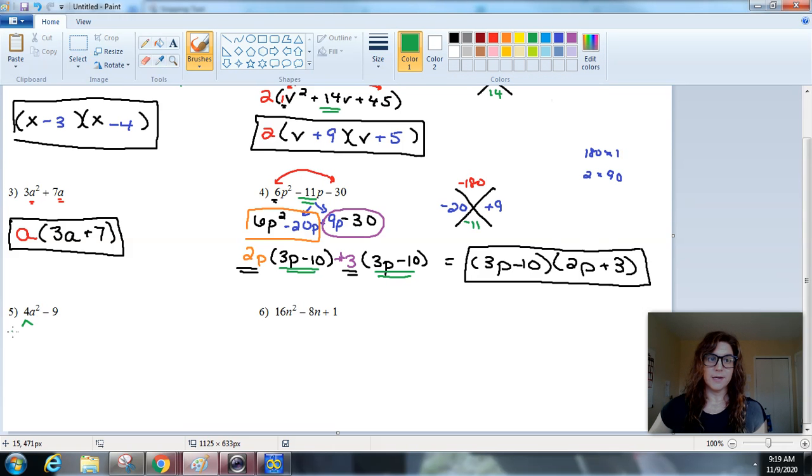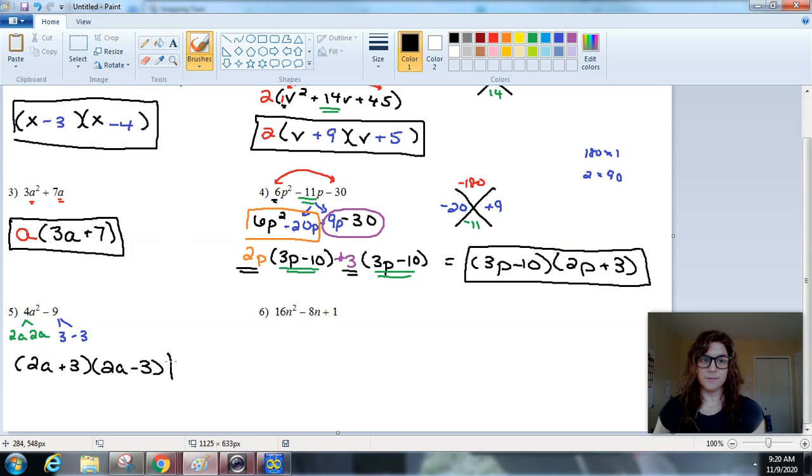A 4a squared, I can split evenly into a 2a and a 2a. And that negative 9 on the end, I can split into a 3 and a negative 3. Same number, just opposite signs to get me the negative. So when I can do that, as long as these are all identical, they're perfect squares, I can group one of each, 2a and the positive 3 and 2a and a minus 3. Okay, we call that a difference of two squares.